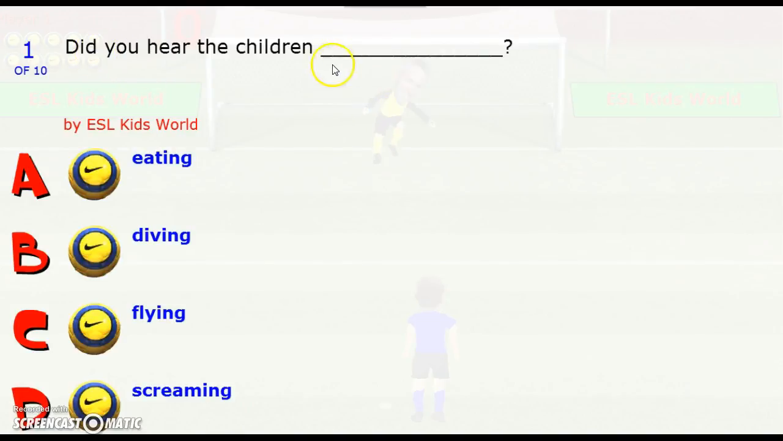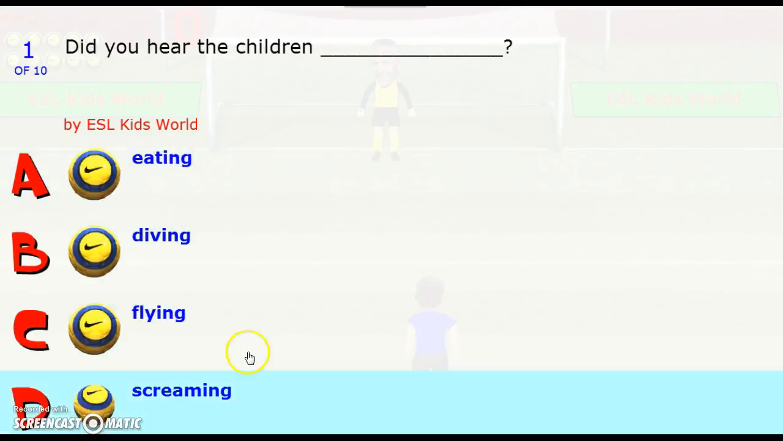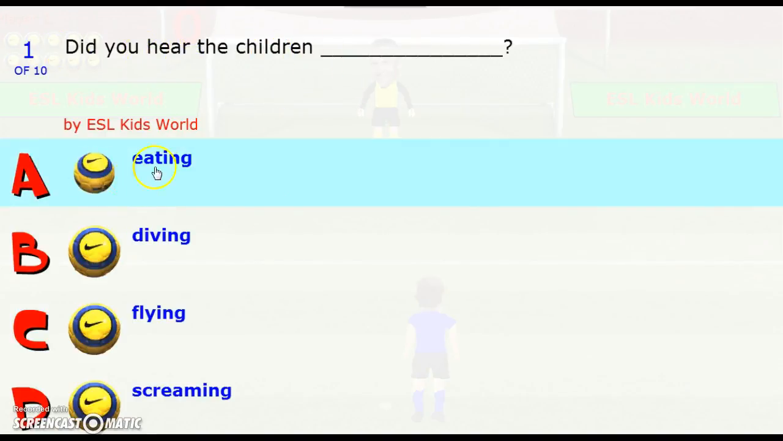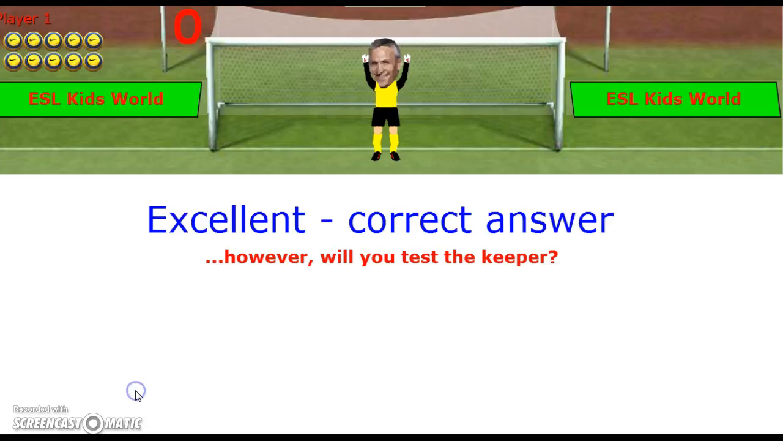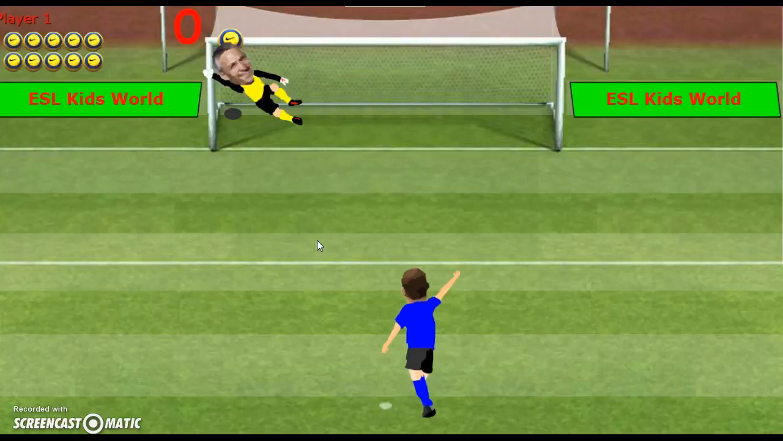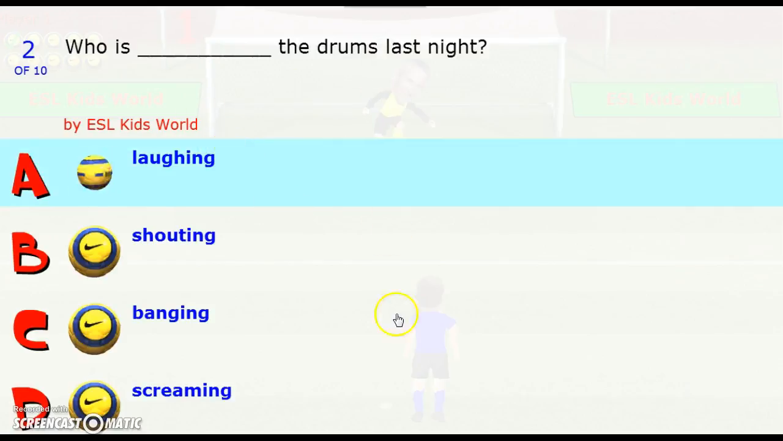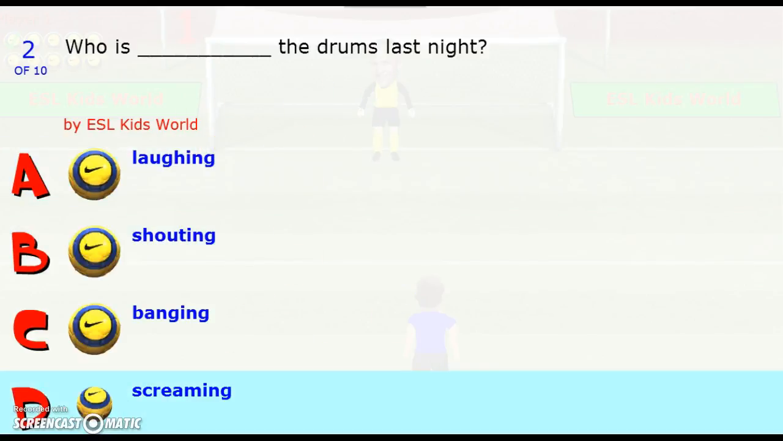In this case, you have the ing forms, and you just need to complete what the children are doing. So, did you hear the children? Probably they were screaming. After you guess the word, you get a shootout. You get to kick a penalty and see if you can beat the goalkeeper. So this is a fun way that your kids can learn and play at the same time.